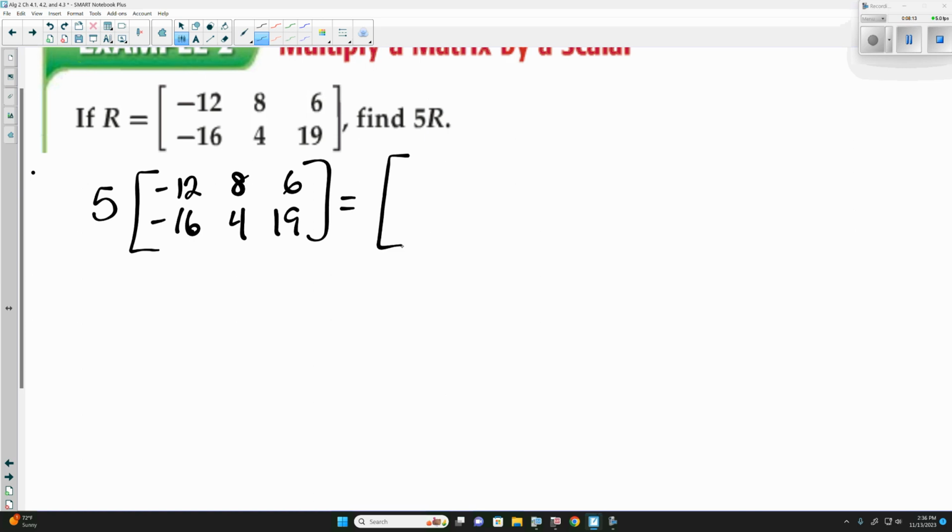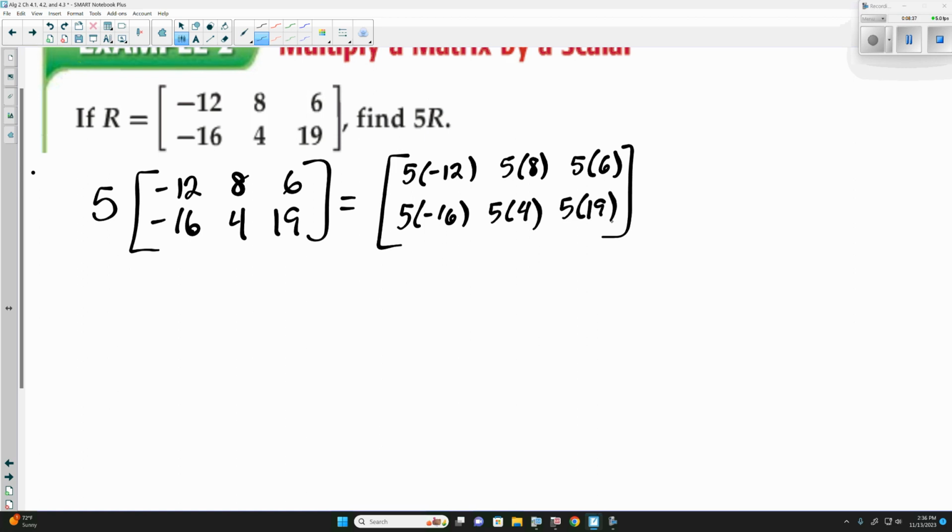Scalar multiplication, 5C. Whenever we do scalar multiplication, what we're doing is multiplying every element in the matrix C by that amount. So here we're multiplying them all by 5. So we say 5 times -12, 5 times 8, 5 times 6, 5 times -16, 5 times 4, 5 times 19.